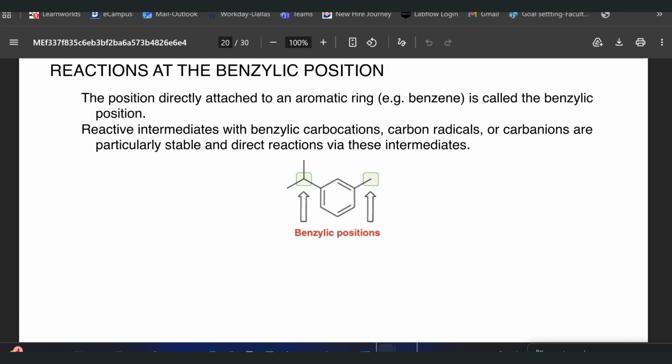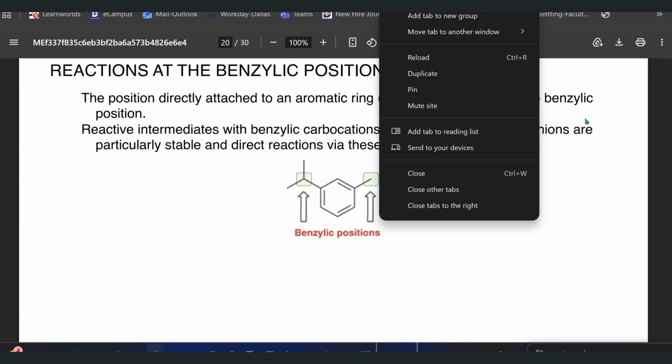Let's talk about reactions now, which is the learning objective for today. Let's see how far we'll get with this. And I may need to download this.